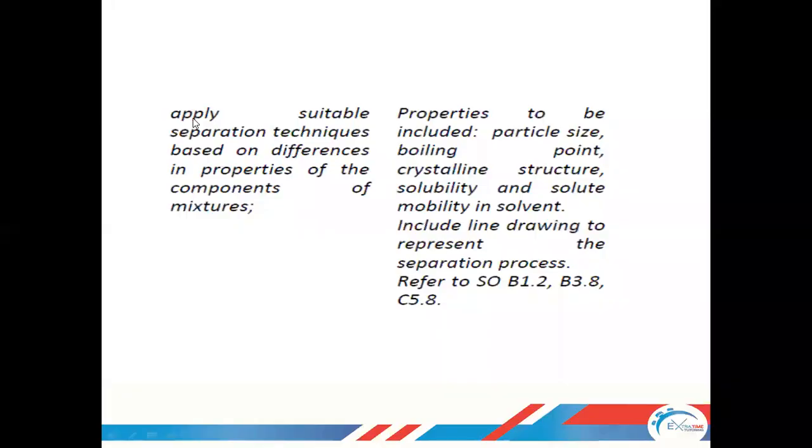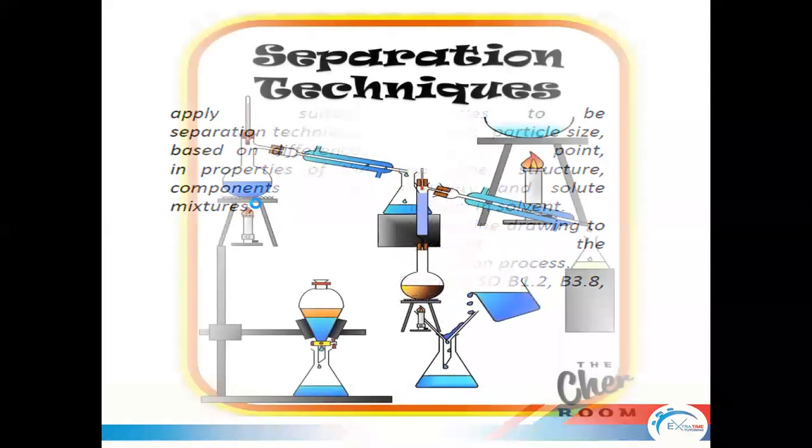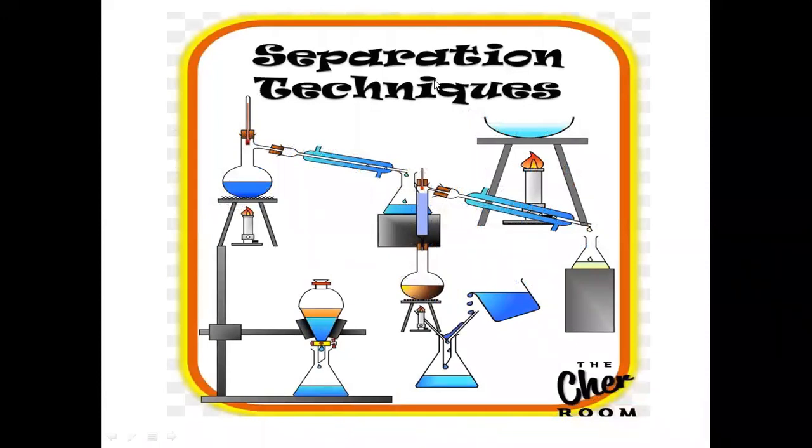Now we will discuss our separation techniques. So the objective asks us to apply suitable separation techniques based on differences in properties of the components of the mixtures. Properties to be considered include particle size, boiling point, crystalline structure, solubility, and solute mobility in the solvent. So here we have a summary of the various methods of separation.